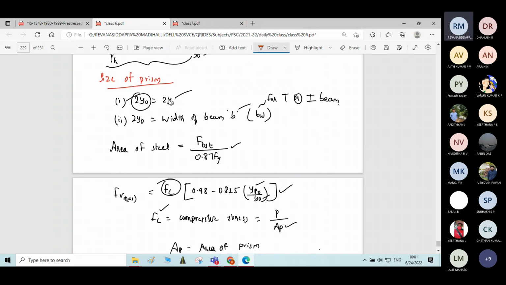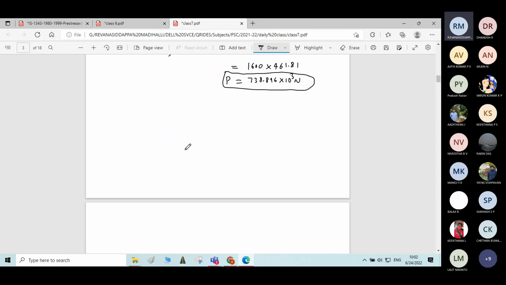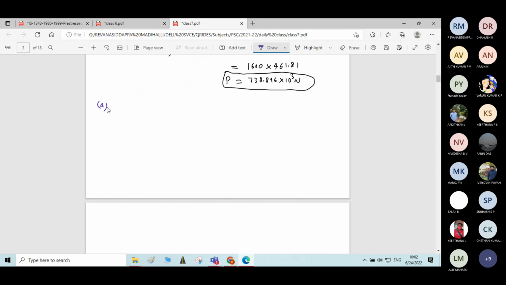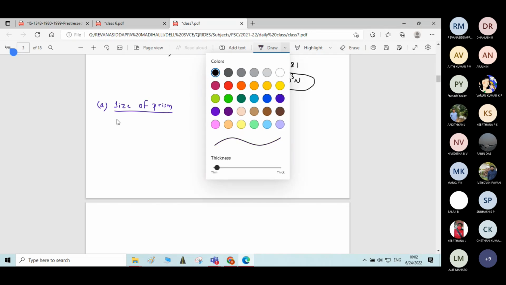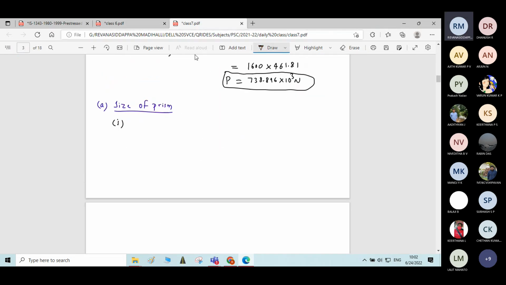One is equal to 2y1. The other is equal to the width of the beam, and it is BW in case of a T beam or I beam, the width of the web. It is given in the problem. Write this as size of prism. The first calculation is 2y0 is equal to 2y1.